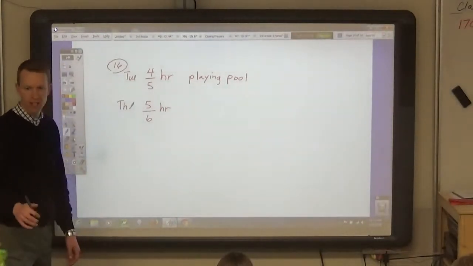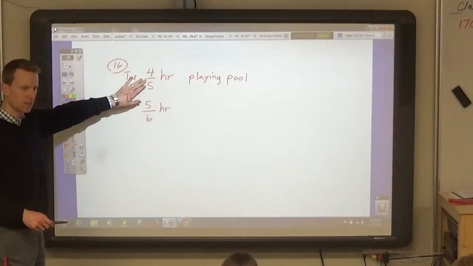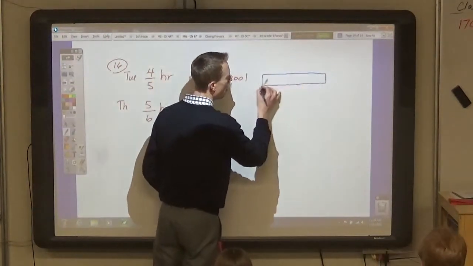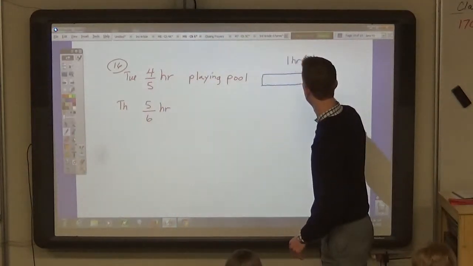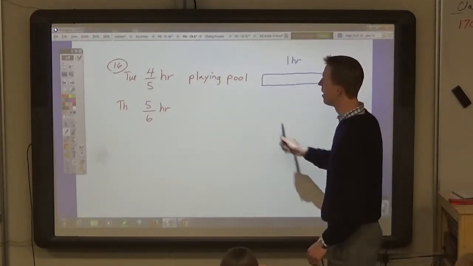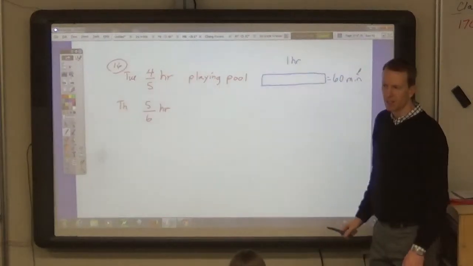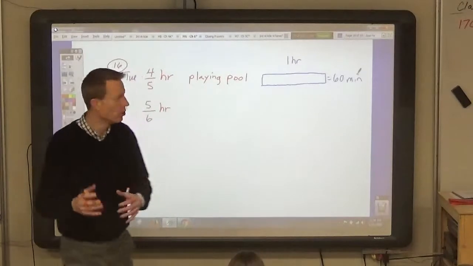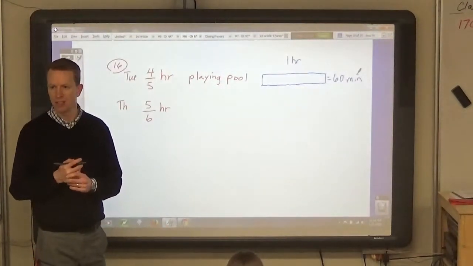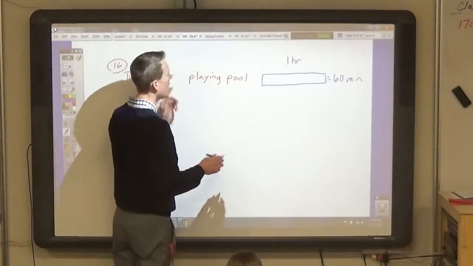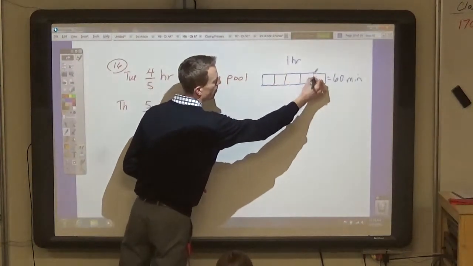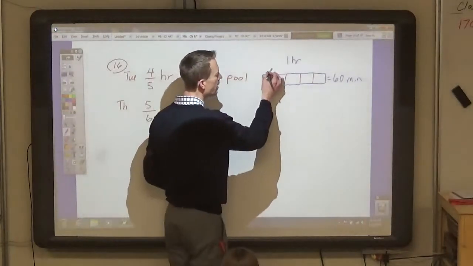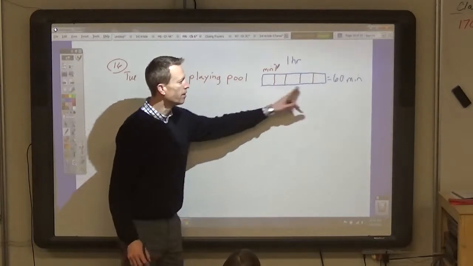So first, we have to think of how many minutes is this? Now, I want you to draw up this model. How many minutes are in an hour? This is 1 hour. This is 60 minutes, right? Now, how would you figure out 4/5 of that? You'd have to cut it into pieces. How many pieces total would you make? 5, right. So we have to draw 4 lines to make 5 pieces. 1, 2, 3, 4. Okay? 5 equal pieces. Then you need to figure out how many minutes would be in each piece to make 60. Right?